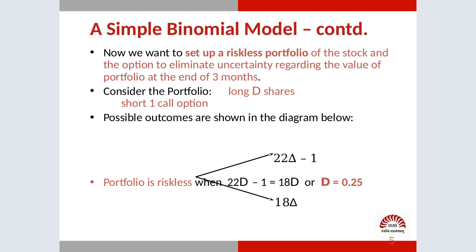Now, if I hold 0.25 shares, what is the value of the portfolio? 22 into 0.25 minus 1, or 18 into 0.25. In both scenarios, you get the value of the portfolio to be 4.5.